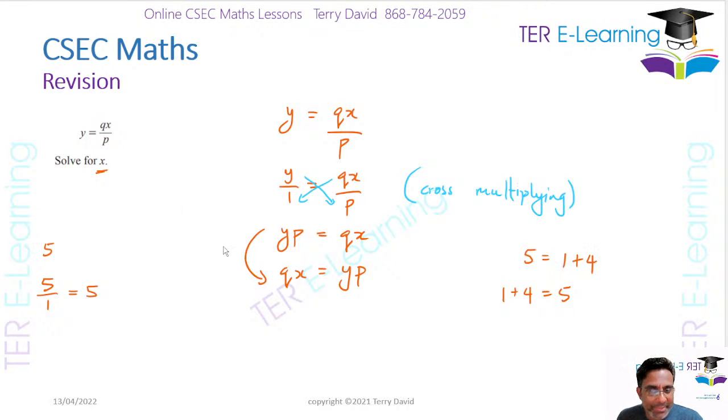Now this step here is crucial because it helps those students who can't visualize simplifying this thing, right? So I want to make x the subject of the formula. So all I need to do now is to just divide by q. So x is equal to yp over q. And that's my answer there. That's it.